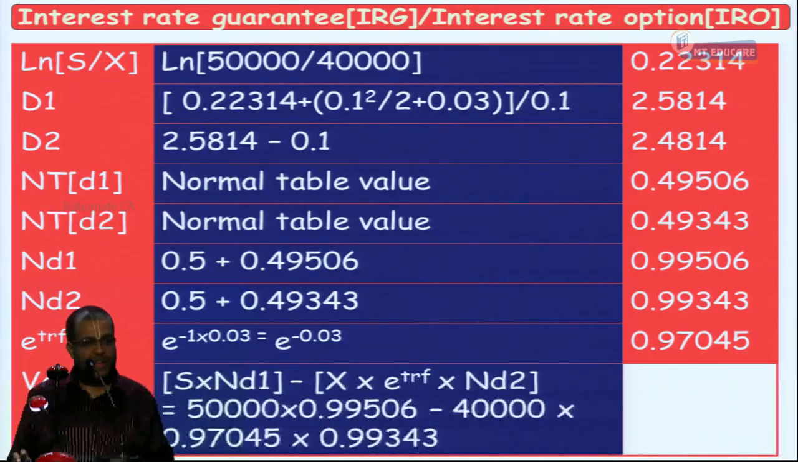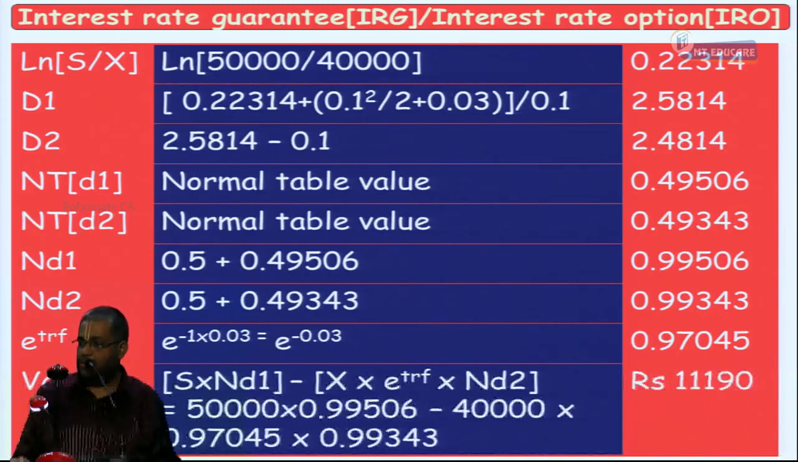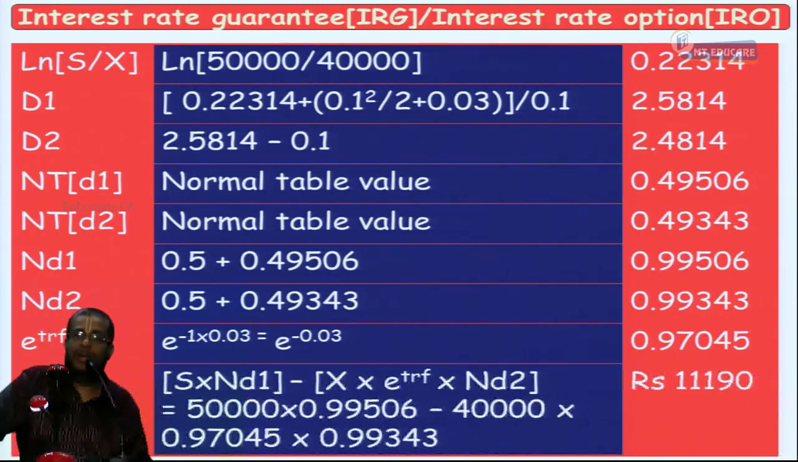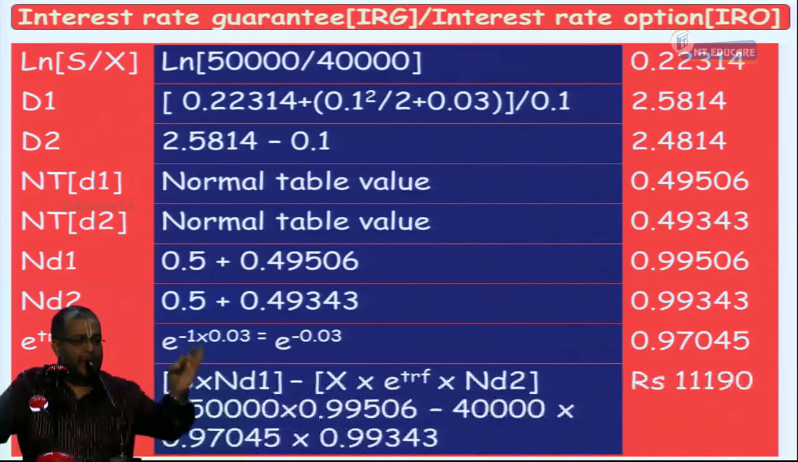Now, spot price is 50,000. 50,000 into 0.99506 minus strike price, which is 40,000, into 0.97045 into 0.99343. Can you all tell me what is the number please? 11,190. I should pay a premium to the writer.